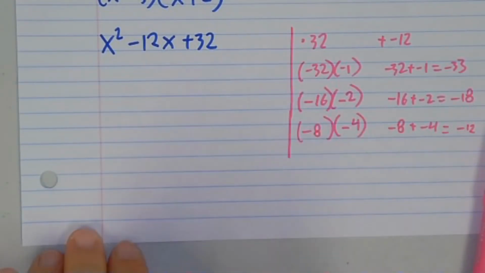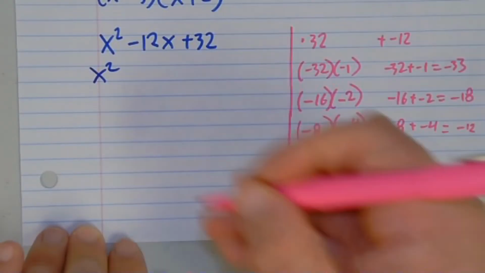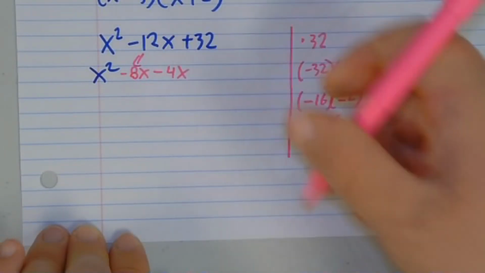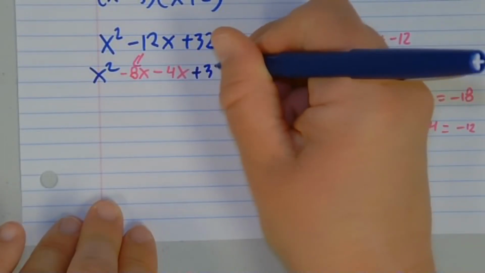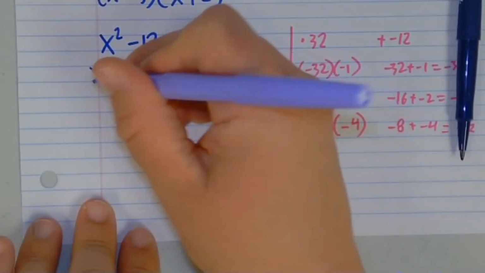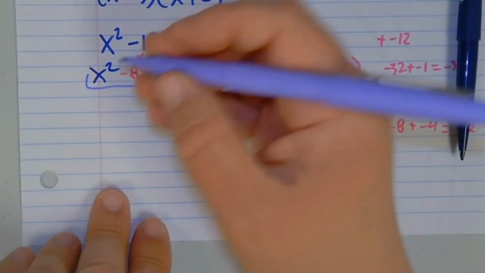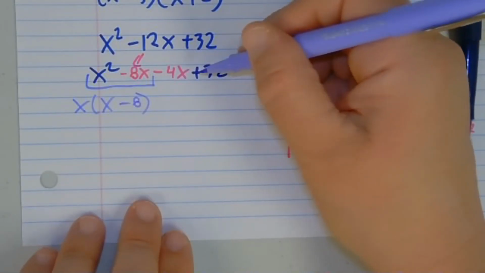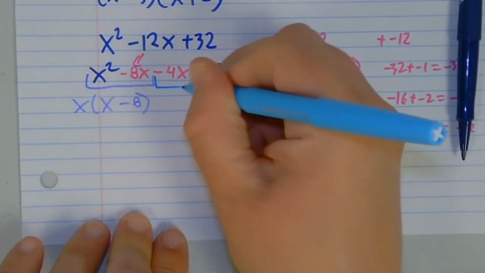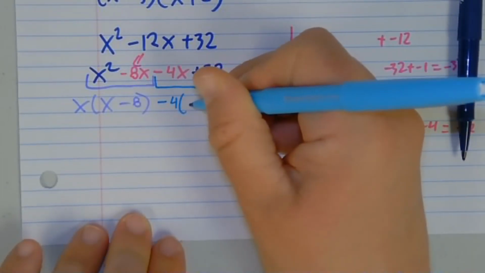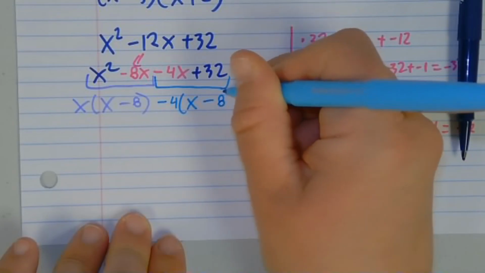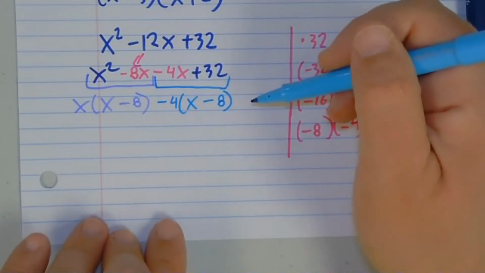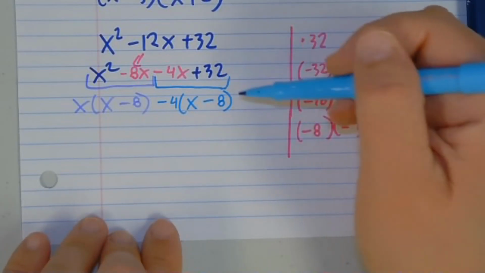So I get x squared minus 8x minus 4x plus 32, and then I can factor by grouping. This group, all I can pull out is an x. This group, I can factor out a negative 4. The sign changed because this sign got factored out, because I factored out a negative 4, and negative 4 times negative 8 makes 32, just like 4 times 8 makes 32.